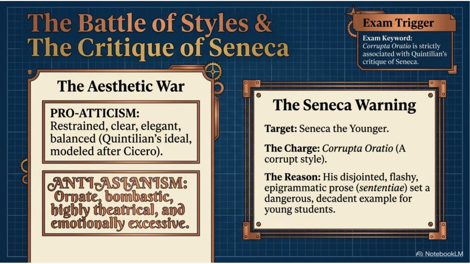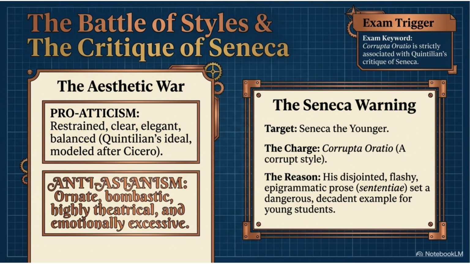Now this may surprise many students. Seneca was one of Rome's greatest philosophers and writers. Did Quintilian hate Seneca? No. Quintilian respected Seneca's intelligence. But he believed that Seneca's writing style could become harmful if young students copied it without understanding its weaknesses. So Quintilian's criticism was mainly about style, not about Seneca's intelligence or philosophy. The charge, corrupta oratio. The slide gives an important Latin phrase. Corrupta oratio. This is an important examination keyword. It means, corrupt style of speaking.